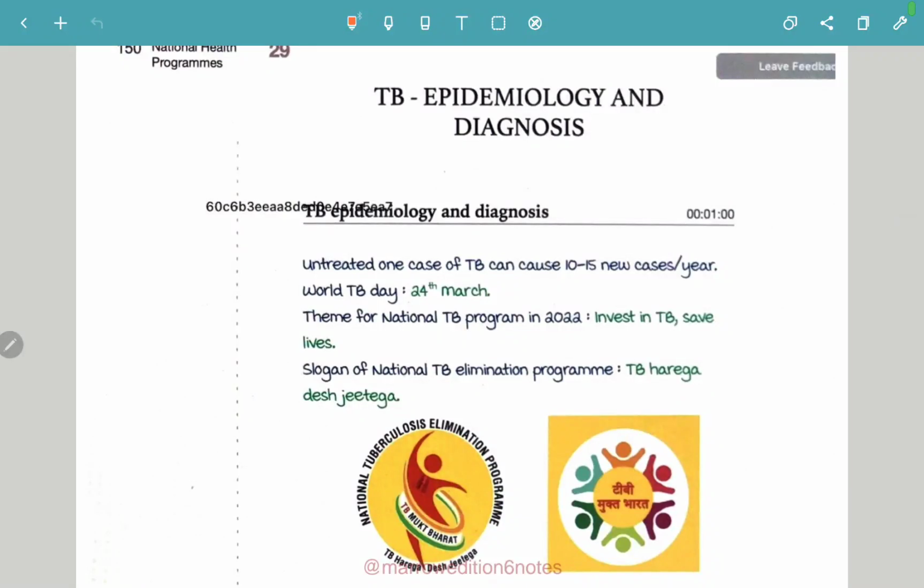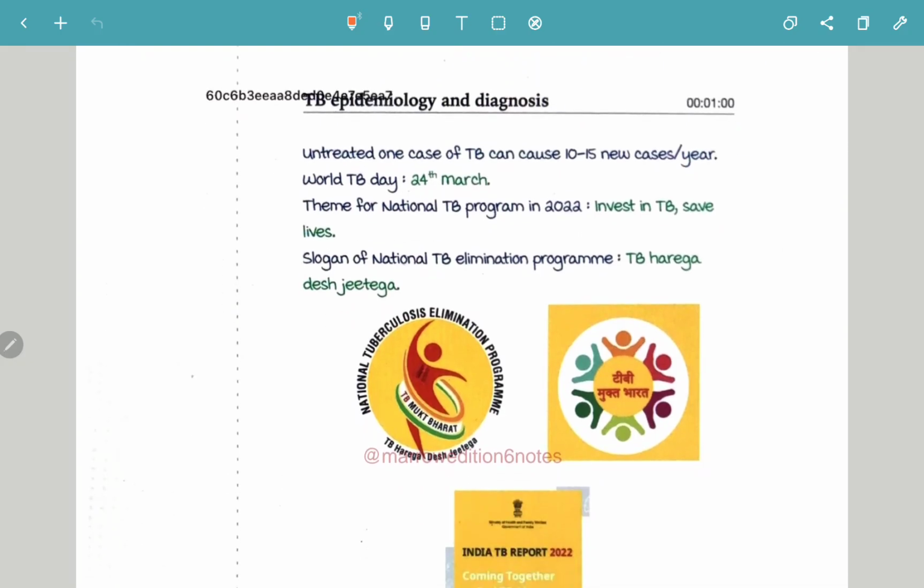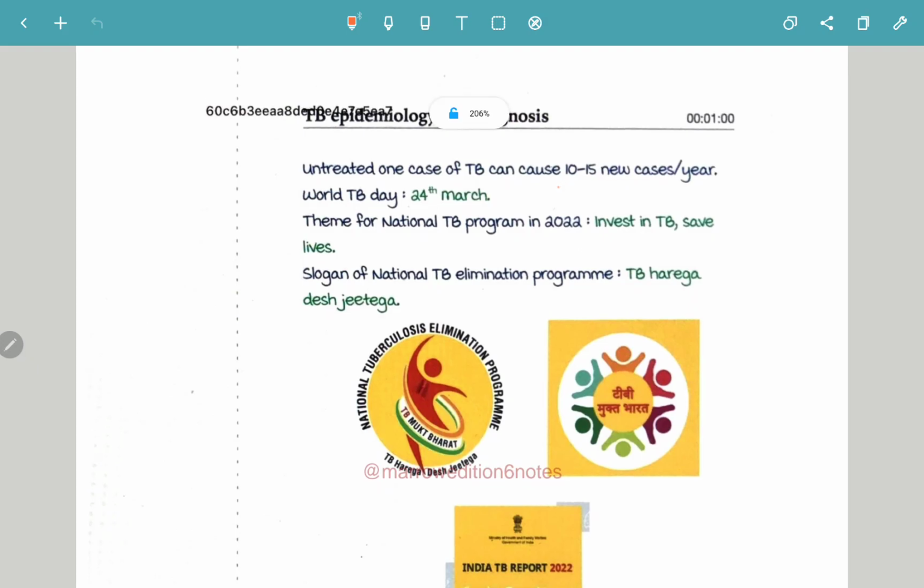To Medico Important Simplified. So we are going to cover a very important topic in community medicine, TB, as well as the TB programs in India. Any untreated one case of TB can cause around 10 to 15 new cases per year.